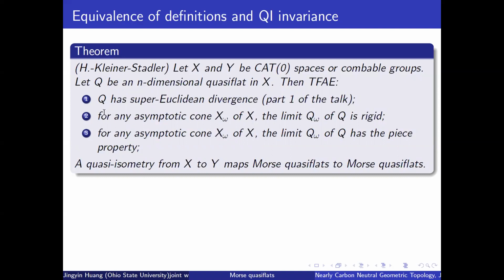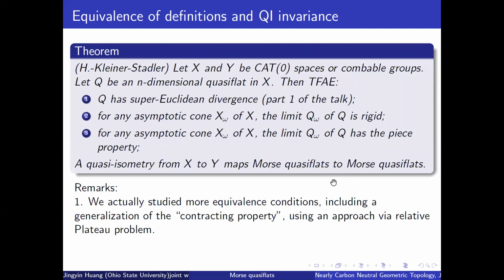The first is that Q has super-Euclidean divergence, in the sense we already covered in part 1 of the talk. The second is the rigid characterization. And the third is the characterization through the PEACE property. These three characterizations are equivalent. And also we know that a quasi-isometry is going to map a Morse quasiflat to a Morse quasiflat. Here are some remarks. We actually have more equivalent conditions in our paper, which is already on arXiv. We have almost 10 equivalent conditions, and the different characterizations are useful in different situations.